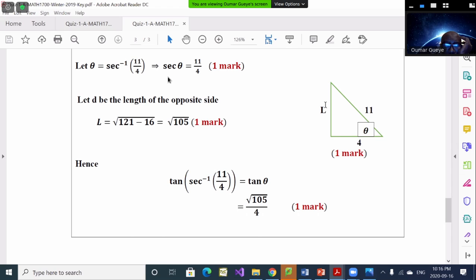And the remaining part is going to be the opposite side. I call it L. I wrote D here, but it's supposed to be L. So in this case, by using the Pythagorean theorem, L is going to be root of 11 squared, which is 121, minus 4 squared, which is 16. And you will get root of 105. So it means tan of secant inverse is going to be tan of theta. And tan of theta is equal to the opposite side, L, over the adjacent side, which is 4. And L we know is root 105. And we're done.